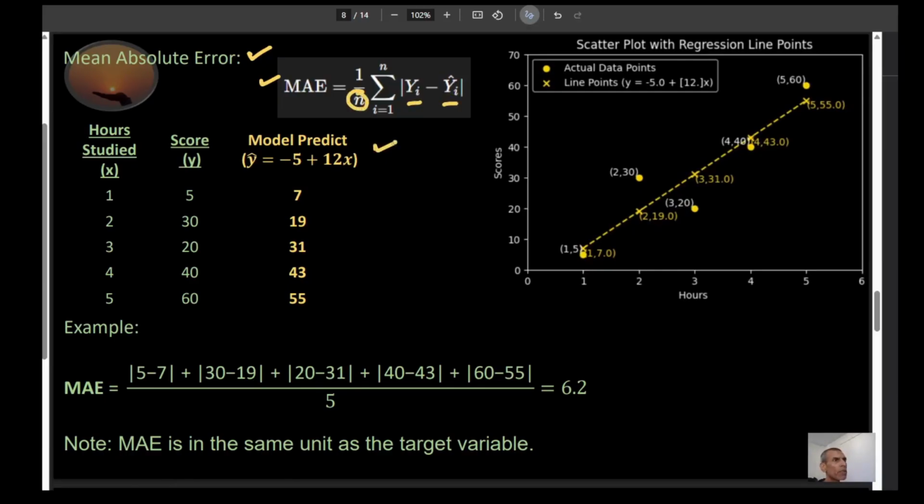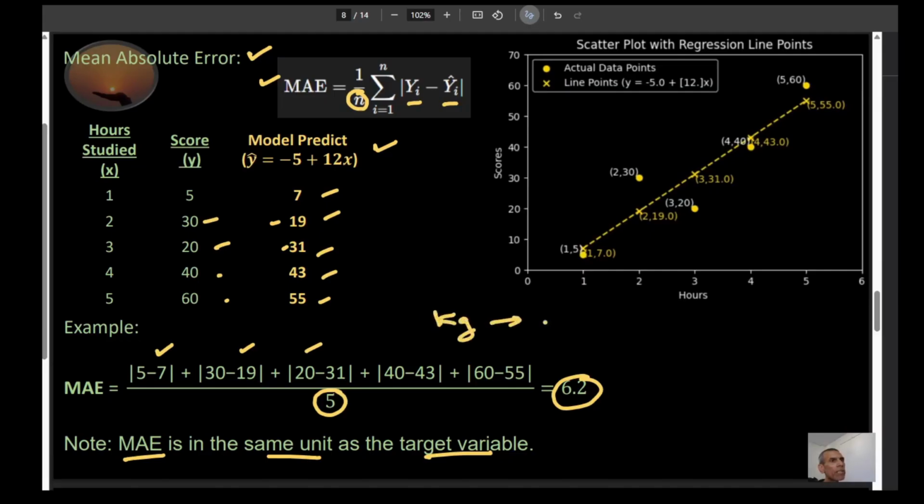So suppose this is my model. This is exactly the same one as the previous one I showed you. So these are the predictions it's making. In this case, my MAE would be equal to 5 minus 7 right here, and then take the absolute value, plus 30 minus 19, take the absolute value. 20 minus 31, take the absolute value, and likewise for this one and this one. And then at the end, you divide by 5, and your answer will come out to be 6.2. Now, your MAE in this case is going to be in the same unit as your target variable. If your target variable is, let's say, in kilogram or centimeter or meter, this will come out to be exactly in the same unit.